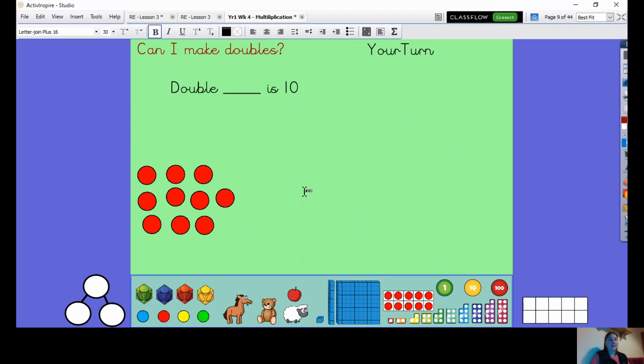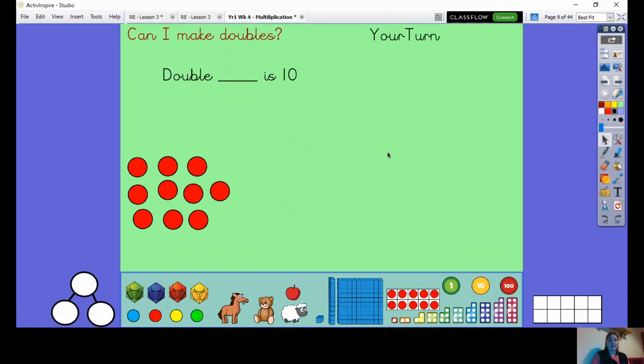Now again, some of you may know that, and that's absolutely fine. You may not need to work it out, but some of you may do, and that's fine as well. So if you think you need to work it out, then go and get yourself 10 of something, and put them into 2 groups and work out how many you've got. It's got to be the same number in each group.